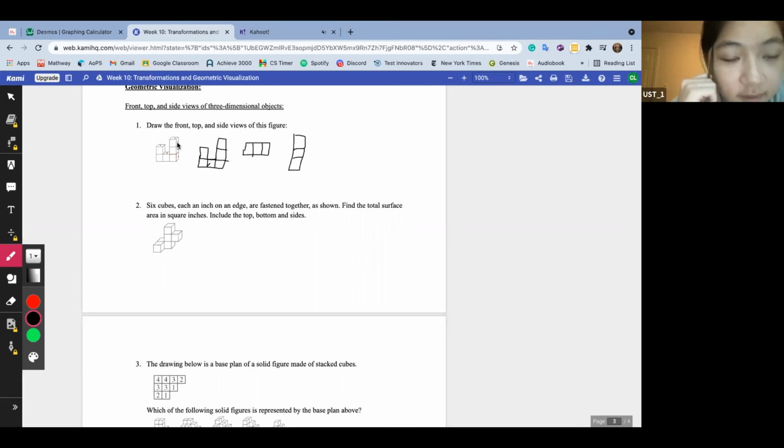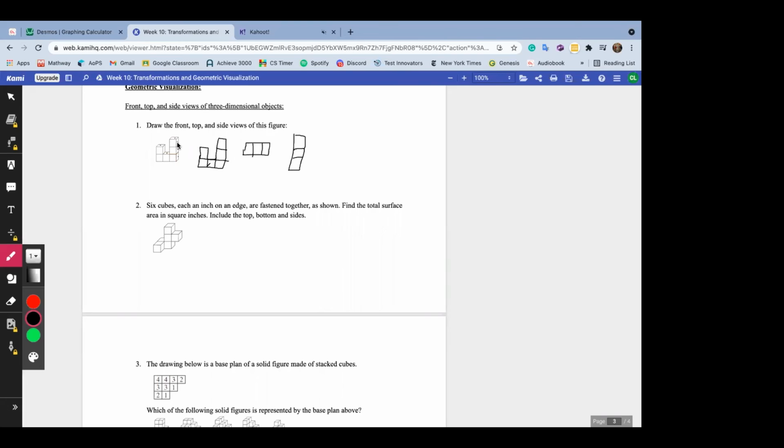Wait, no. So the front and back views each have 6 blocks. The top view has 3. The top and bottom views have 3 blocks, and the side views have 3 blocks. So then it's 4 plus 4 plus 3 plus 3.